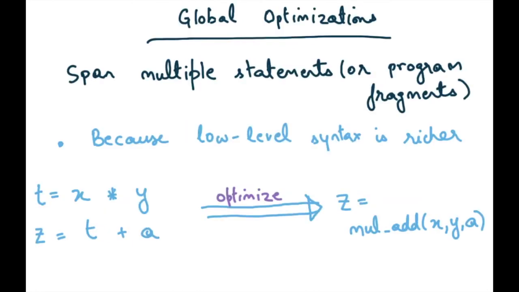Another reason is because low-level syntax is sometimes richer. The assembly level, machine level syntax could be richer and have more opportunities or more instructions or more opcodes than the high-level syntax. So here's an example. Let's say, in the C language, we have the multiply and the add operator and the assignment operator. So let's say in the C language, I wrote this code t, which represents a temporary, equals x into y. And then I wrote z equals t plus a.